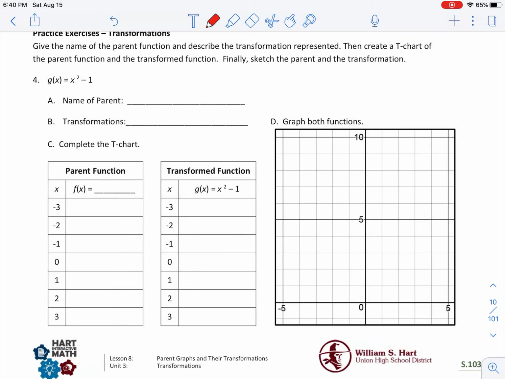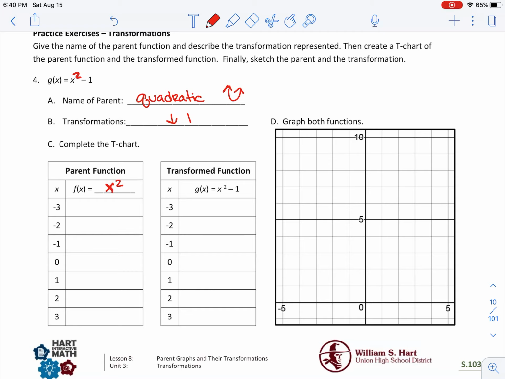Okay, so you should have already answered parts A and B for homework. We should know that a squared graph is a quadratic, meaning it will make a U shape, and that the original parent function is the x squared part. That minus 1 on the outside tells us that it moves down 1.